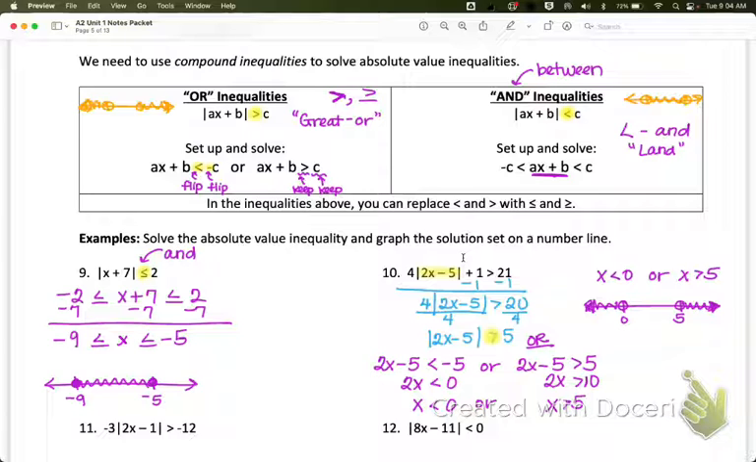Please take a second to pause the video and try number 11 and 12, and I'll be back in 3 seconds with the work and the answers.